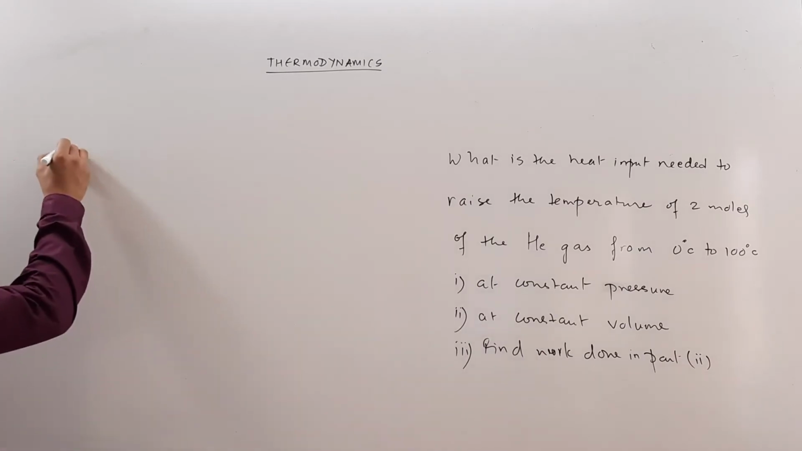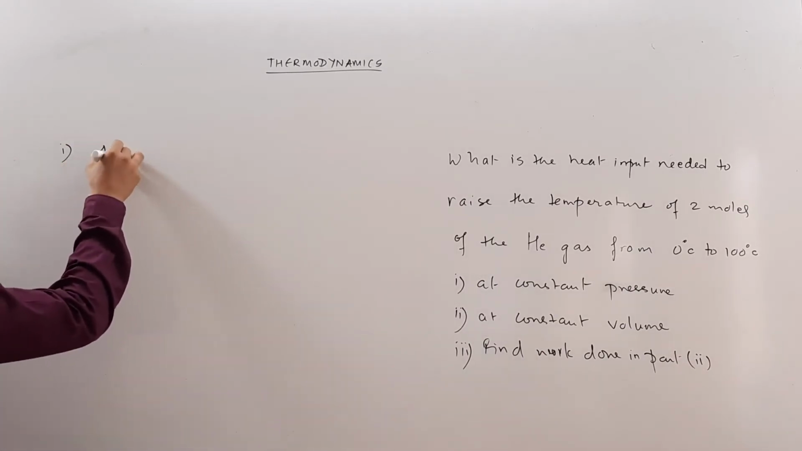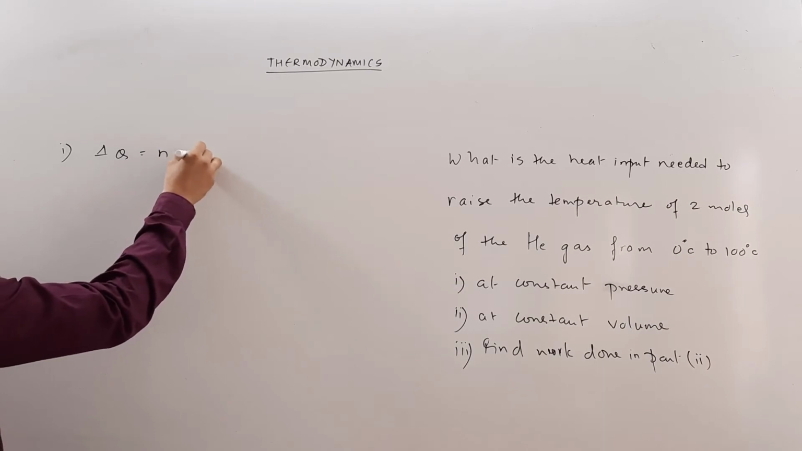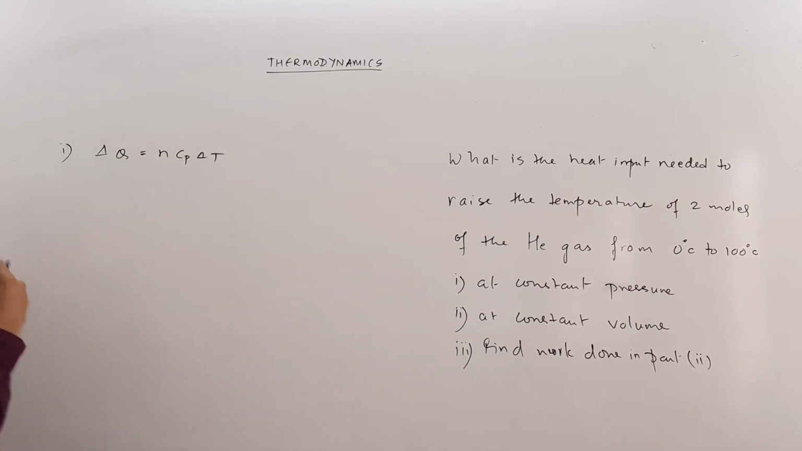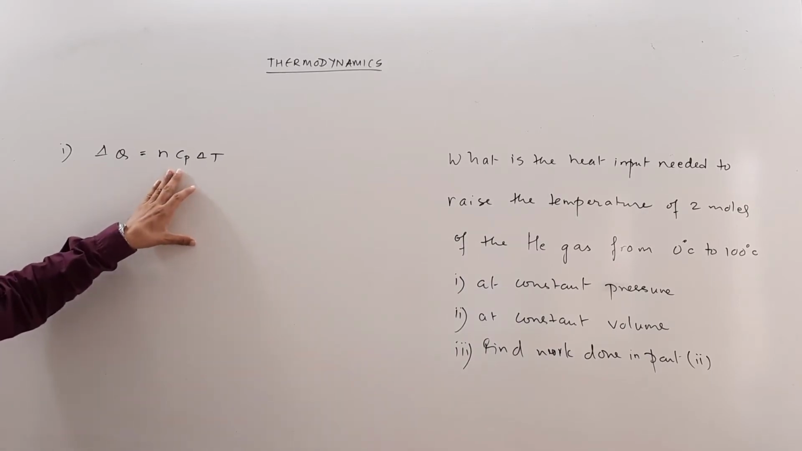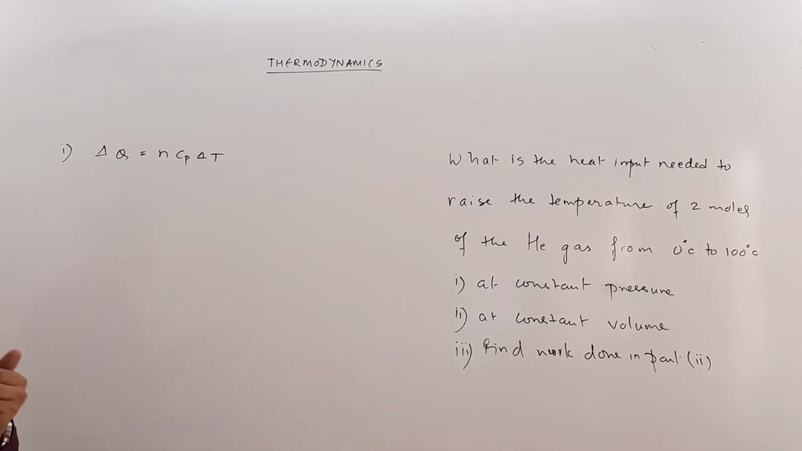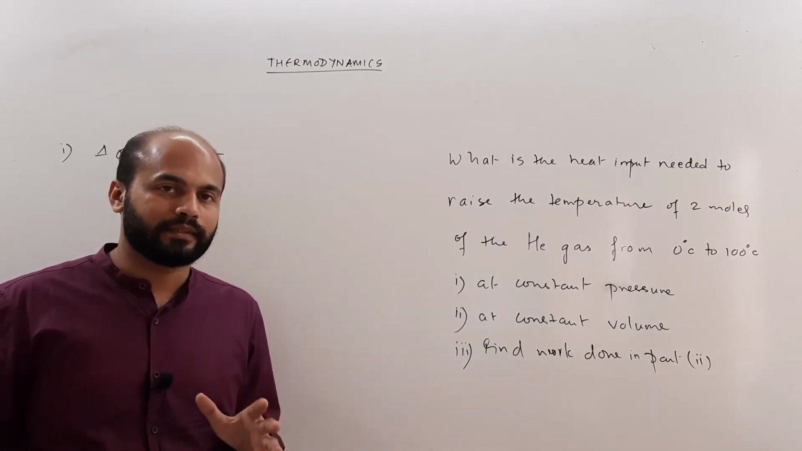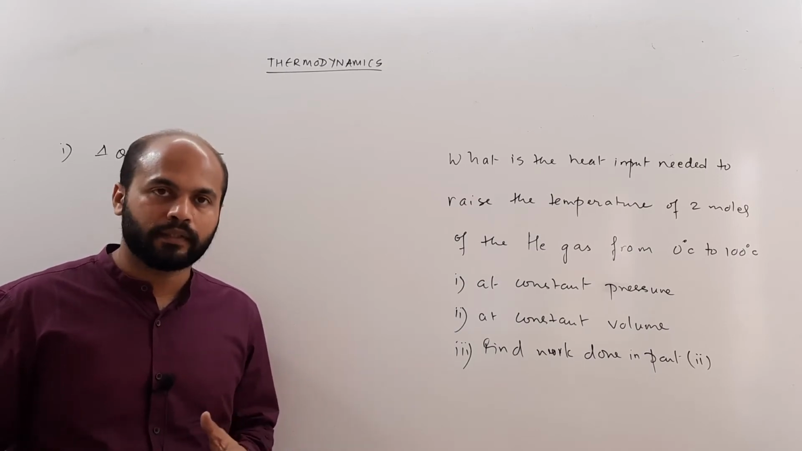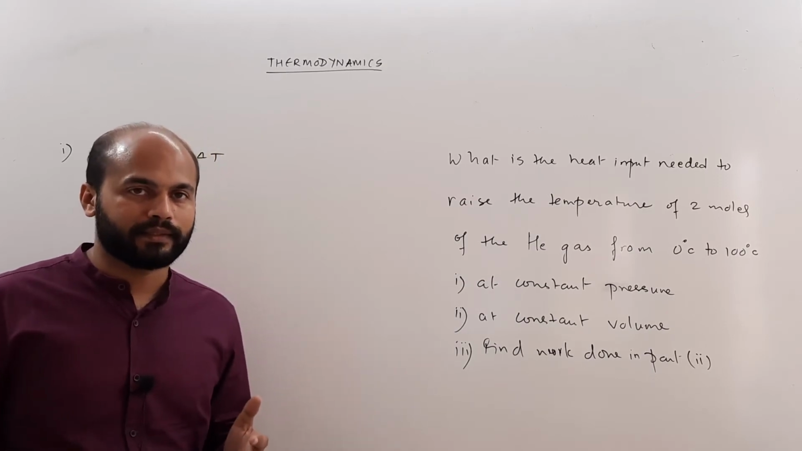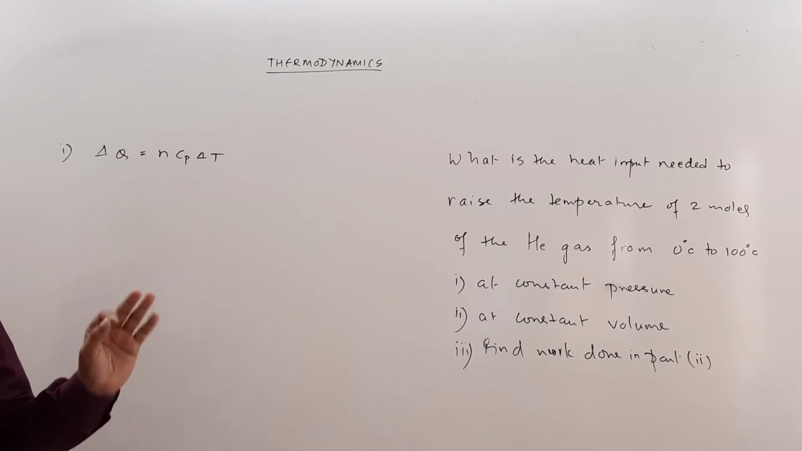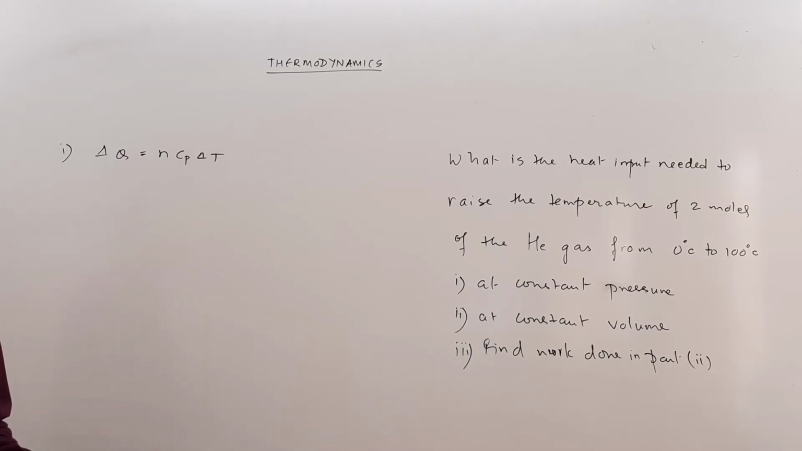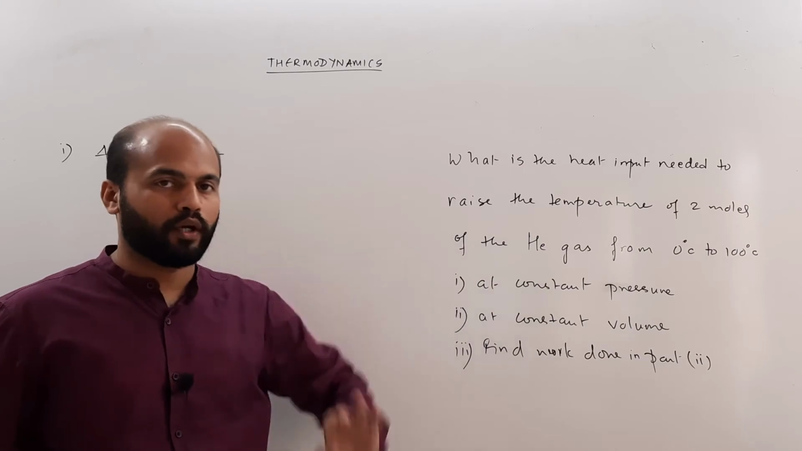So delta Q at constant pressure would be given as n CP delta T. That is the same formula that we learned for constant volume, where CV is replaced by CP, that means specific heat at constant pressure. Now, there are 3 types of gases: monoatomic gas, diatomic gas and triatomic gas. Helium is a monoatomic gas. So it's helium gas right now, so it's monoatomic.